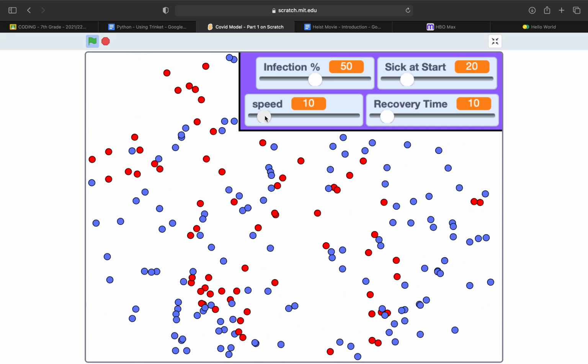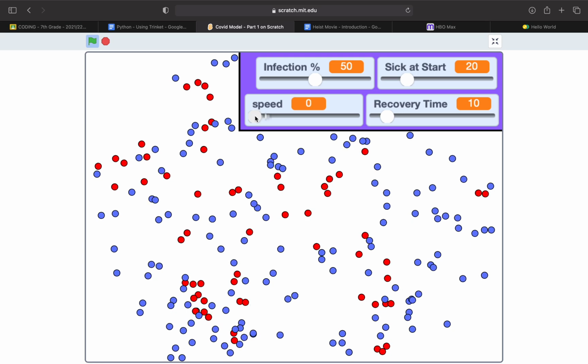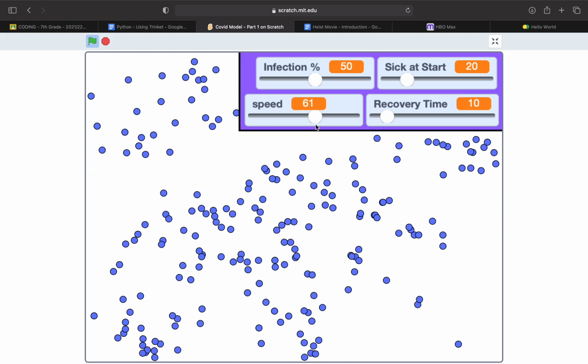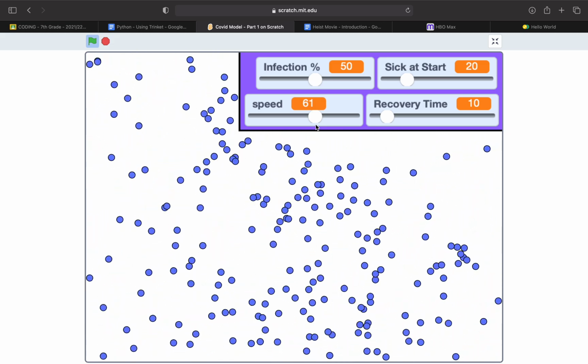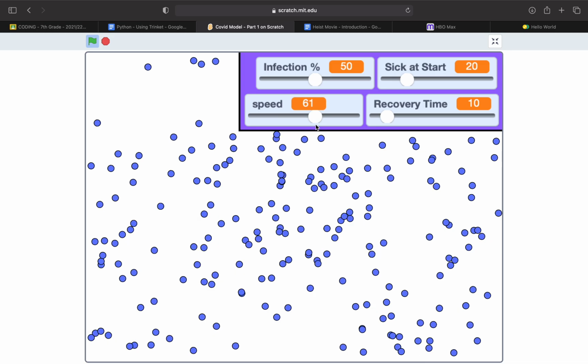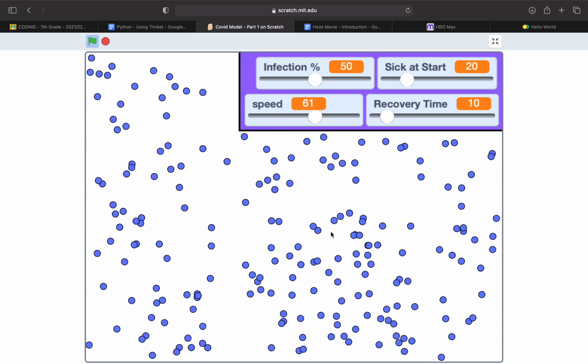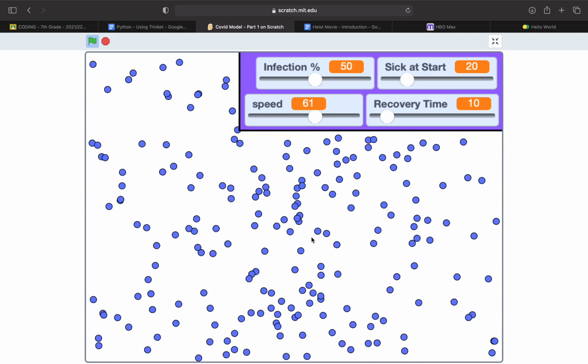If I want people to suddenly start staying at home, I think I can change this. Yep, now everyone's staying at home. It's like we've gone into COVID lockdown and everyone's going to get better, because after 10 seconds everyone is going to recover. Now that everyone's recovered, I can move around my population again and nobody's going to get sick since nobody is sick. So we're going to be building this model, and I'm going to show you how to build this from start to finish.